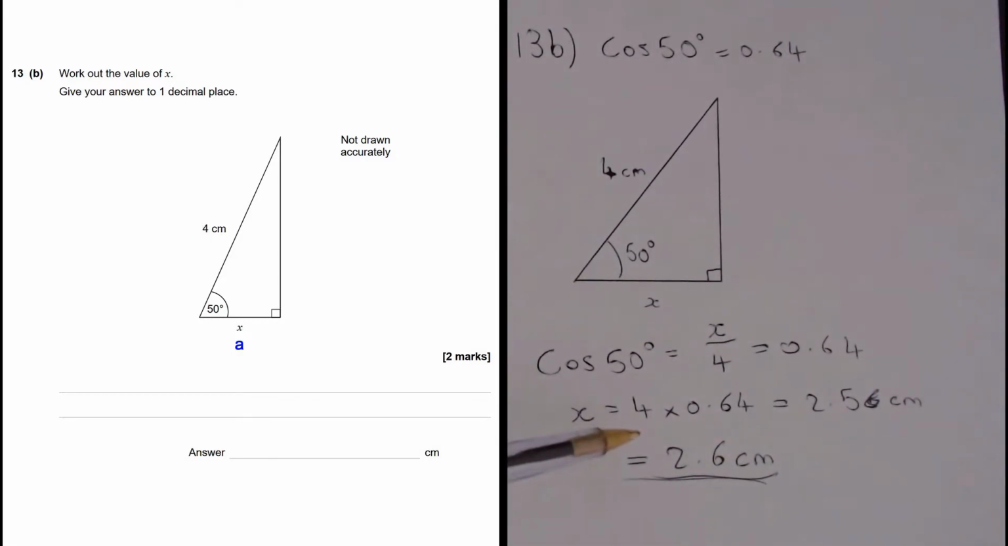Notice when we're multiplying by 4, that's the same as multiplying by 2 twice. So multiplying 0.64 by 2 gives us 1.28, multiplying that by 2 once again gives us 2.56.